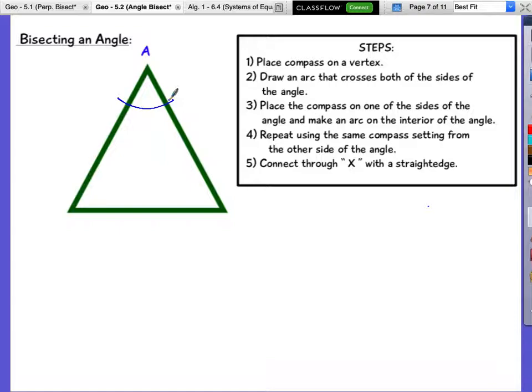That's too tiny. That might be pretty small. I would make it a little bit bigger than that, okay? Mine's pretty big. Okay. So after you do this.